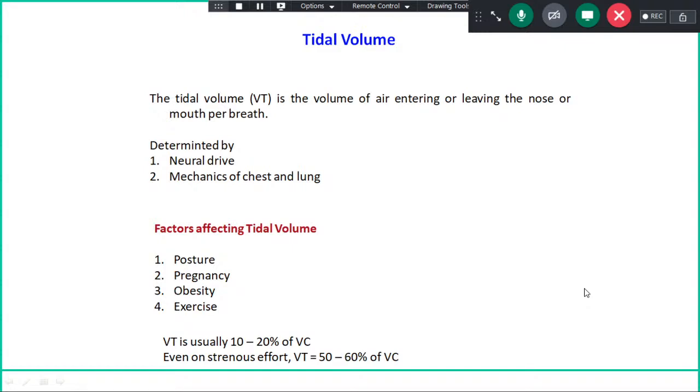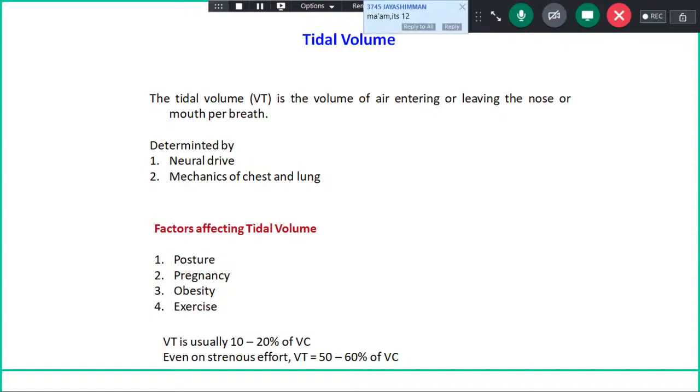So the tidal volume is the volume of air which is entering or leaving the mouth per breath, and it will be determined by the mechanics of chest and lung, as we said, and by the neural drive from the respiratory control centers. If there is exercise, tidal volume will increase. If a person lies down, it will decrease slightly. It will decrease because now the abdominal contents will force up the diaphragm.